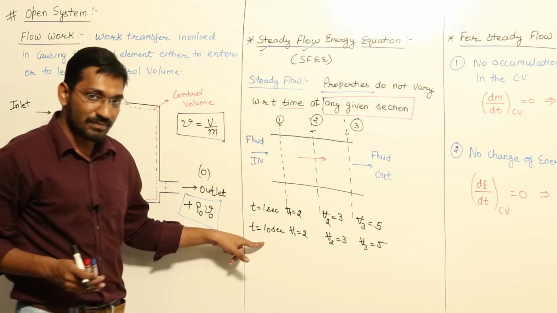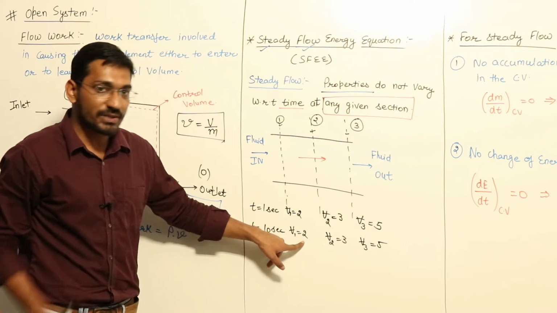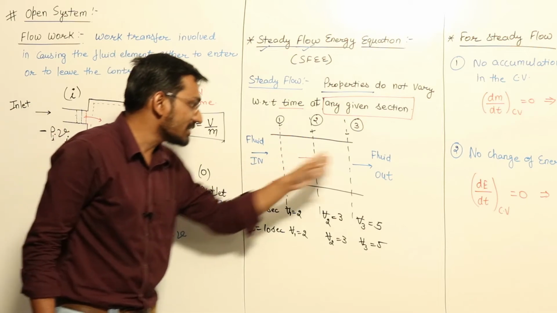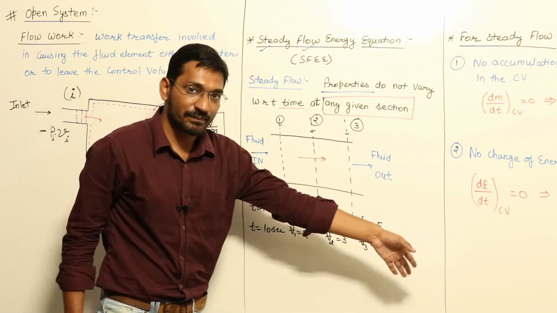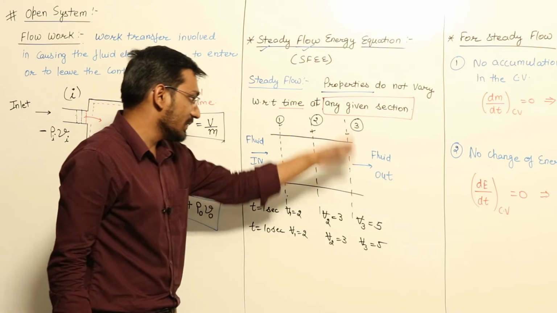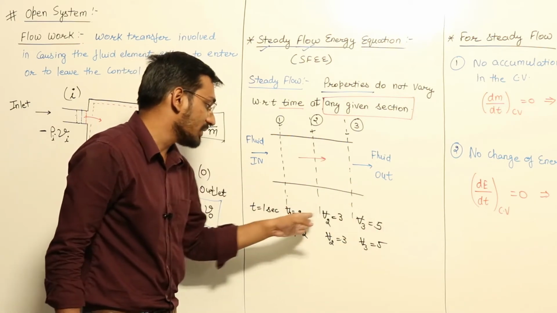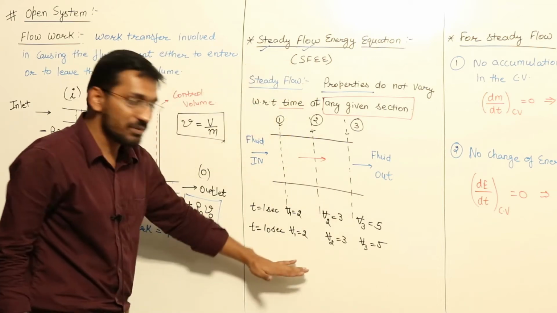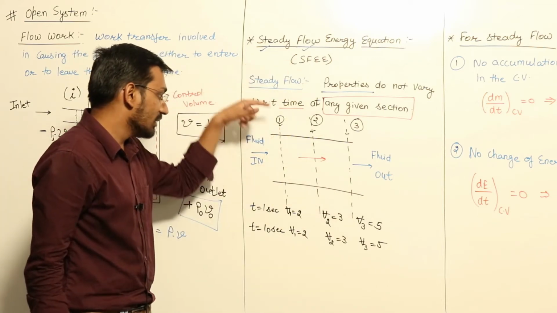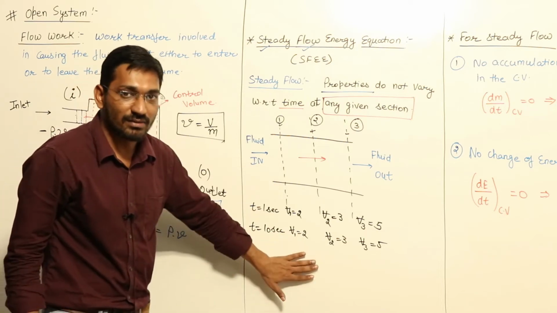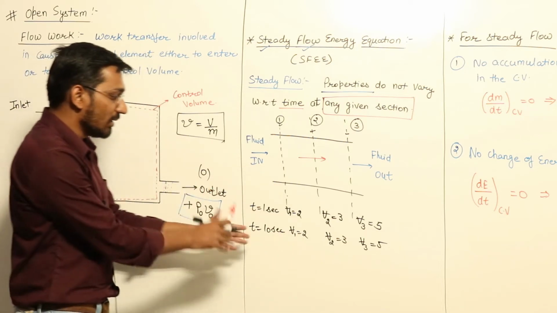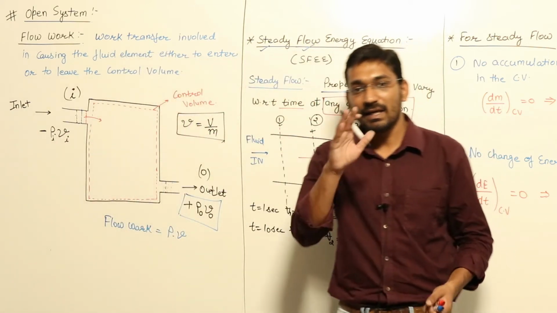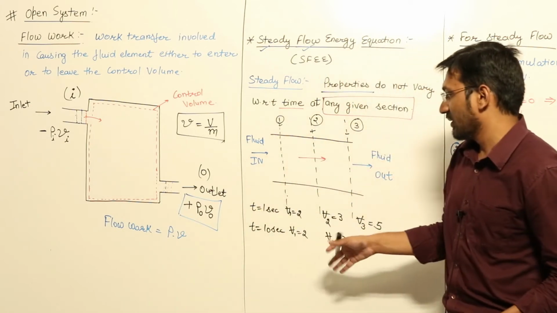So we can say that at one section, in different times, if your properties are not changing, then this flow is a steady flow. At different sections, property may vary, right? Velocity is different, 2, 3, 5, but when the time changes at one section, if property is not changing, then this is your steady flow. So this is the meaning of steady flow. Properties will not change with respect to time at any given section. Section must be fixed, right?